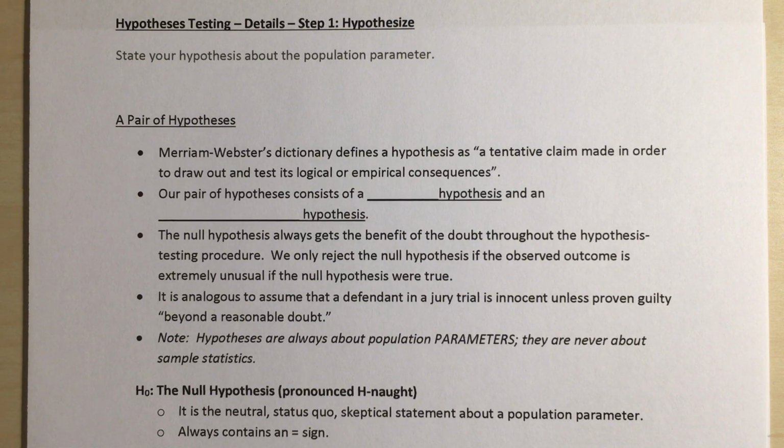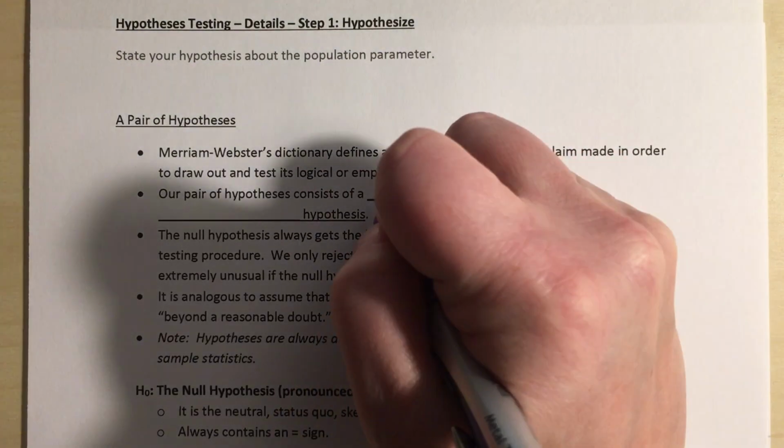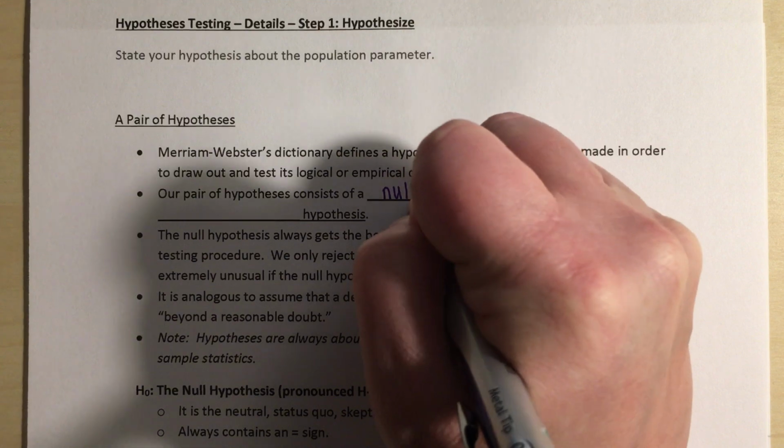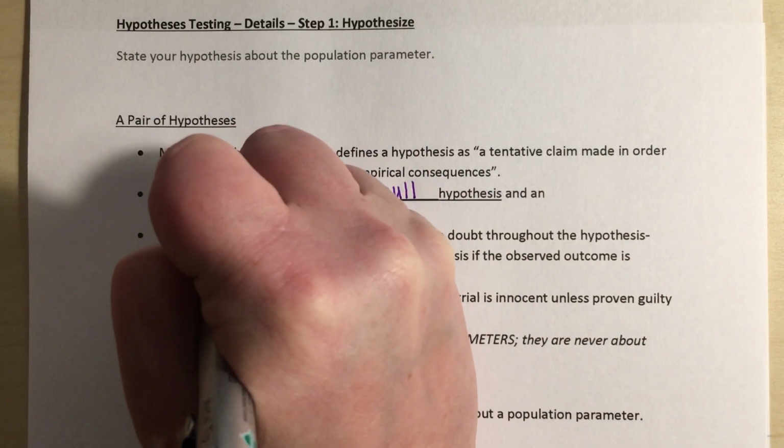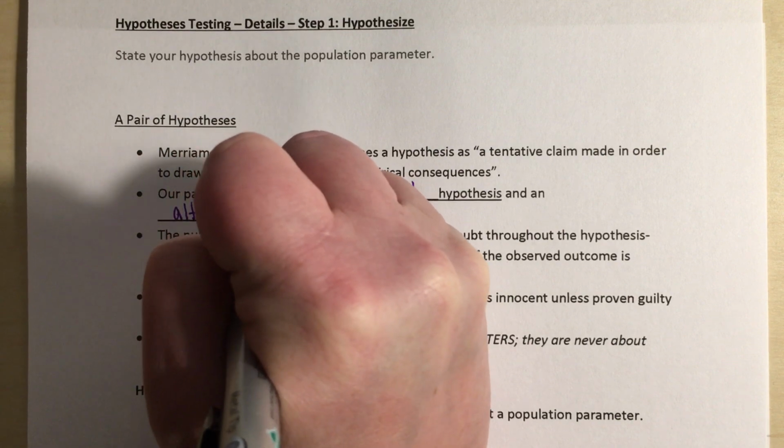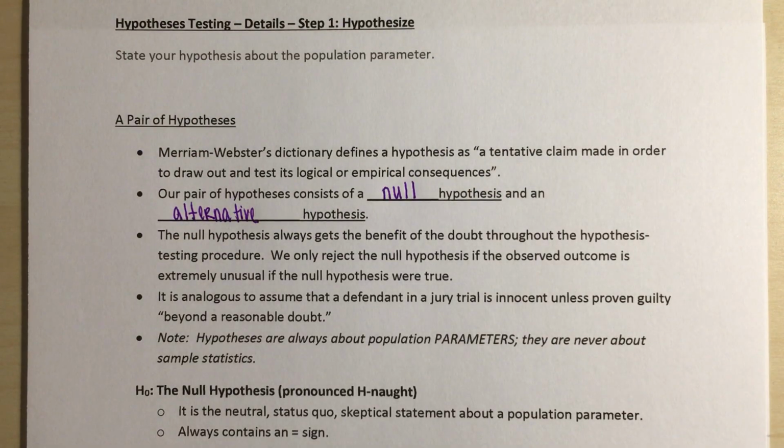logical or empirical consequences. So again, as I just mentioned, we're going to have a pair of hypotheses that we're going to be writing for all of our problems. It's going to consist of a null hypothesis and an alternative hypothesis. The null hypothesis always gets the benefit of the doubt throughout the hypothesis testing procedure. We only reject the null hypothesis if the observed outcome is extremely unusual if the null hypothesis were true.